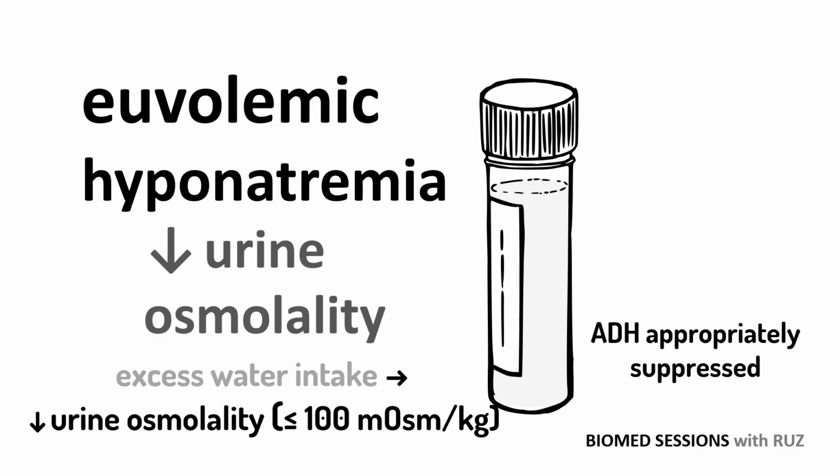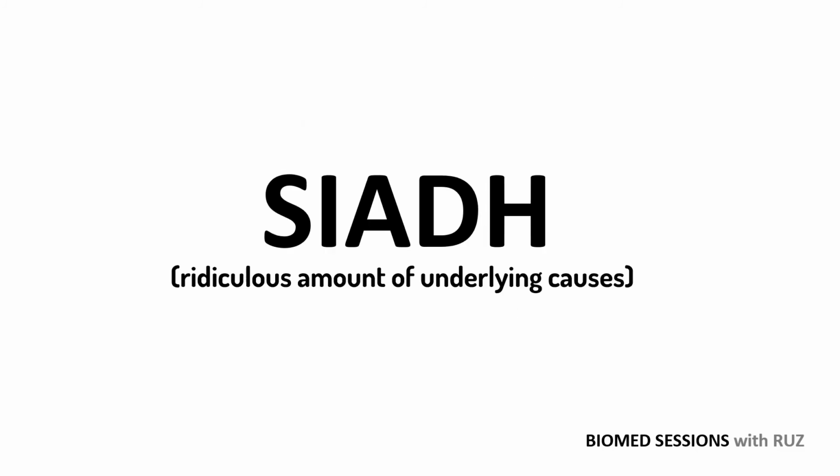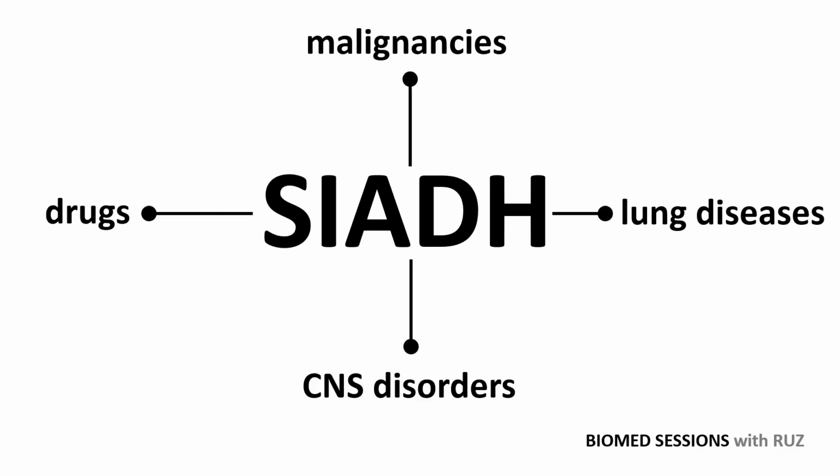Of course, if you suspect euvolemic hyponatremia, do the appropriate investigations to rule out certain causes. For example, a morning blood cortisol level if you are suspecting glucocorticoid deficiency. Now getting onto the big boss, SIADH, which is also just a clue to an underlying diagnosis. There is a ridiculously large amount of stuff that can cause SIADH, so I will just highlight the main categories.